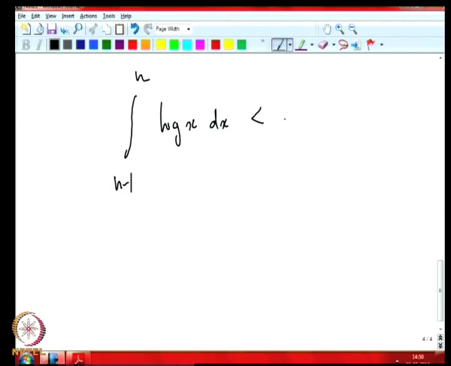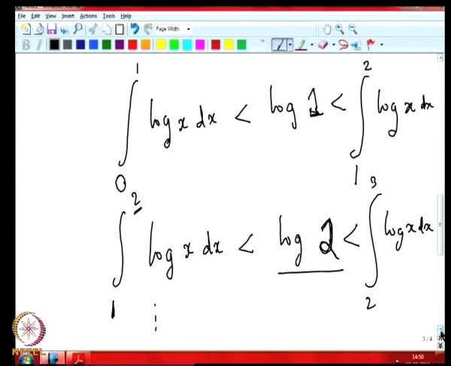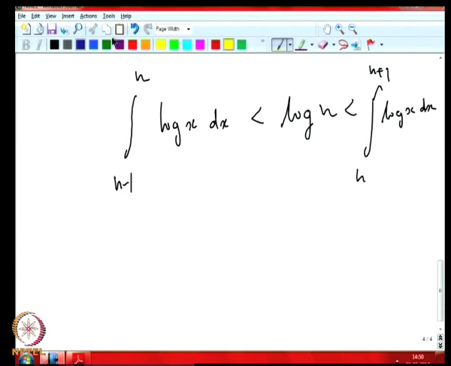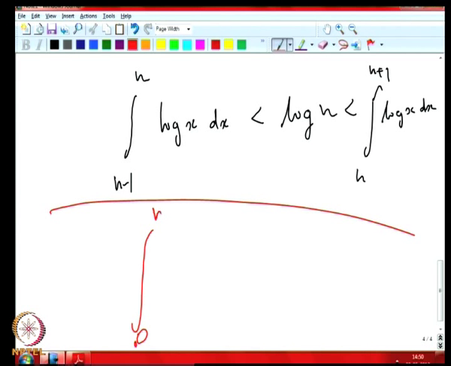This is less than log n, this is less than the integral from n to n plus 1 of log x dx, right. Now we sum up all these things, starting with this one, this one, this one. So this entire thing, before whatever this less-than-or-equal sign was written, if we sum up, what do we get? We are actually integrating from 0 to n, right. We started from 0 to 1, 1 to 2, 2 to 3, like that, n minus 1 to n finally. So from 0 to n it is log x dx that is coming here.